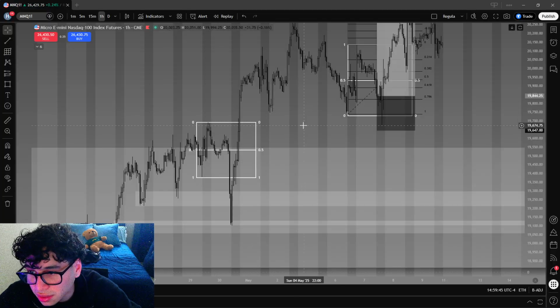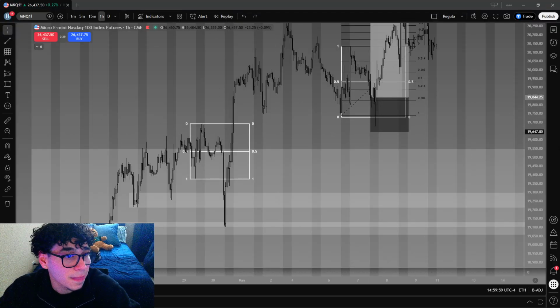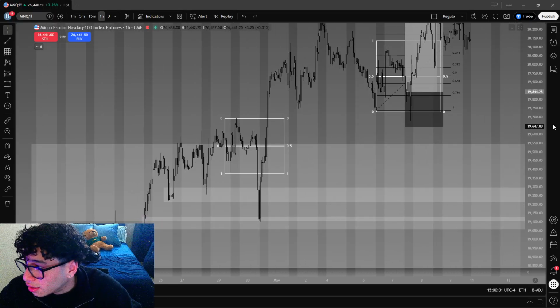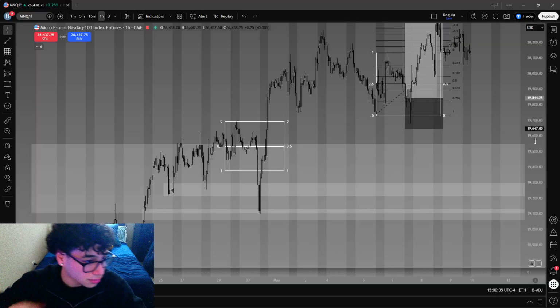Equilibrium is a pretty good tool for continuation trades also, just like Fibonacci. You see the leg up, then the higher low comes back into equilibrium, back into the Fibonacci, and then you can take the continuation there. And honestly, I think that was a pretty good explanation of equilibrium.